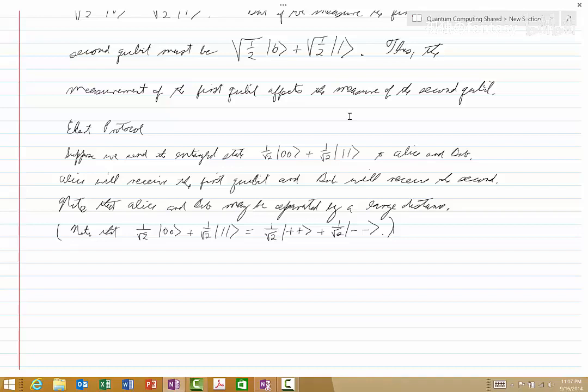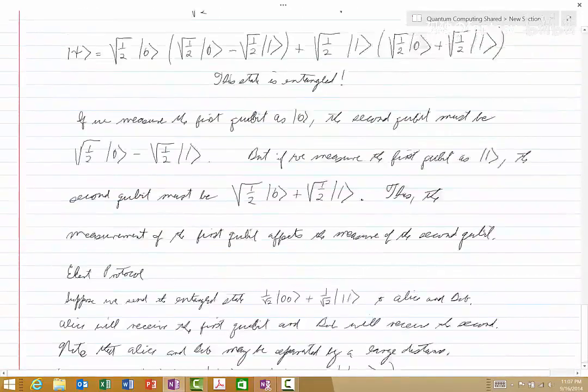But the thing that makes this work is the fact that this state is entangled. If it were unentangled, Alice would not be able to conclude from her measurement of the first qubit what Bob would measure for the second qubit. Even if he used the same measurement basis, she would not be able to say.